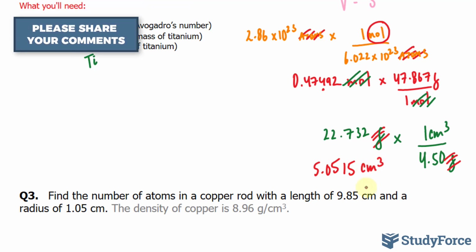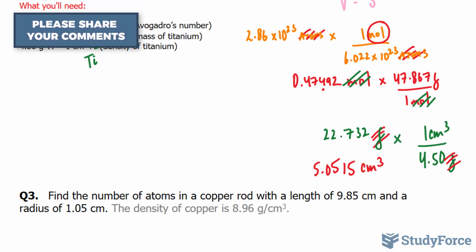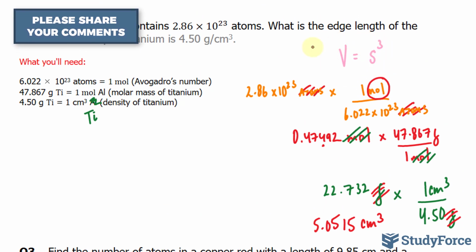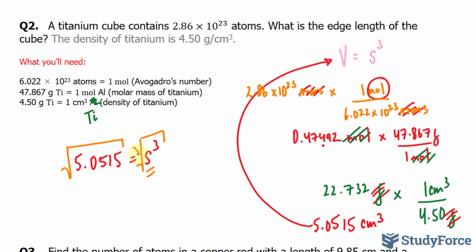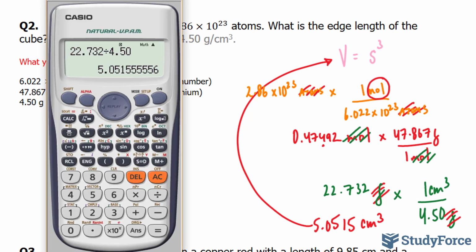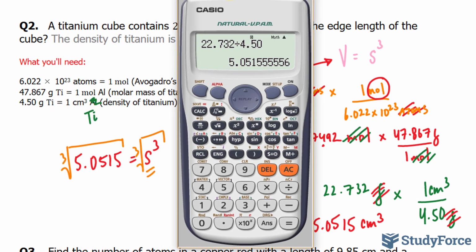I found the volume. Now I can use the formula that I had originally, where V is this number that I found. 5.0515 is equal to s to the power of 3. To solve for this s, which represents the sides, I have to cube root both sides. And I'll use my calculator. Also keep in mind that your final answer should have 3 significant figures.